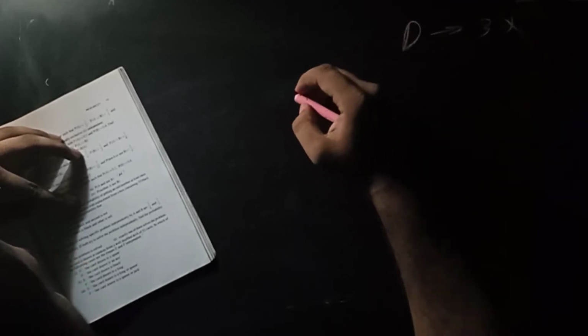Okay, this is a good one. A die is tossed thrice. Find the probability. The die is tossed 3 times. Find the probability of getting an odd number at least once. So odd at least once.